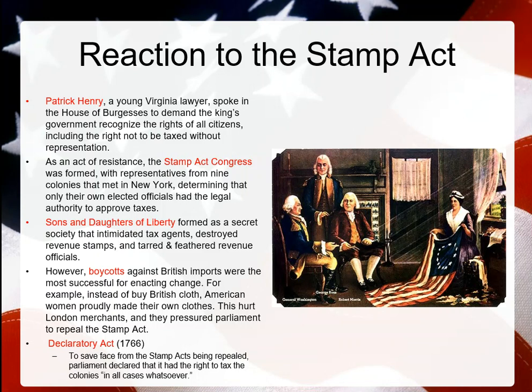So here we go with the whole no taxation without representation. As an act of resistance, the Stamp Act Congress was formed, and what we're going to start seeing is they're going to say, no, we want representatives from the colonies, and we're going to determine that only elected officials have the legal authority to approve taxes. So they want the same rights as regular British citizens have. And the British are saying, you're not regular British citizens, you are somehow lower because you guys are from the colonies. And that's kind of where the disconnect is, right?